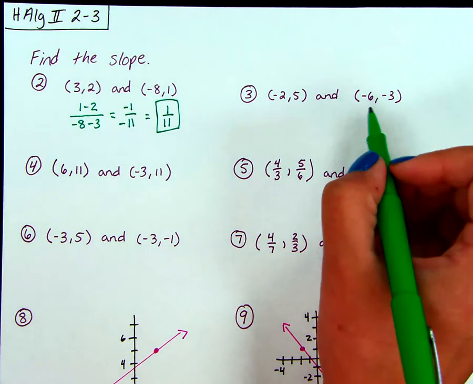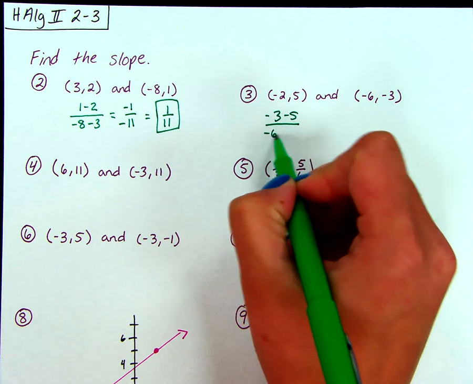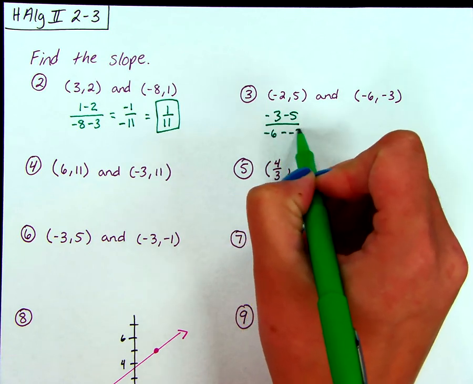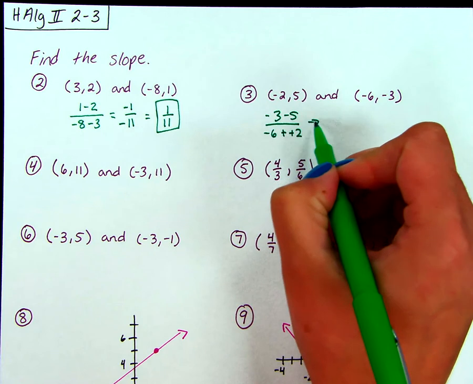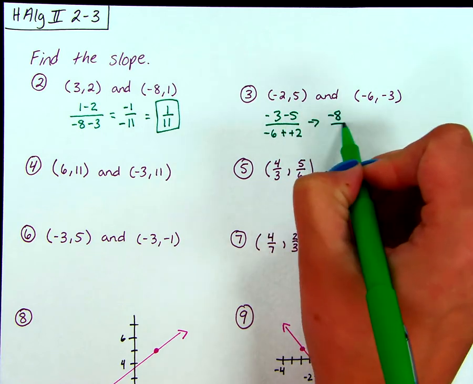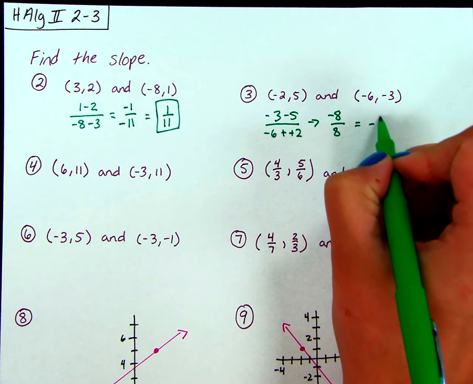All right, next one. So negative 3 minus 5 over negative 6 minus a negative 2, so that's going to become plus. So again, simplifying, -8 over +8. So that will simplify to be a -1.